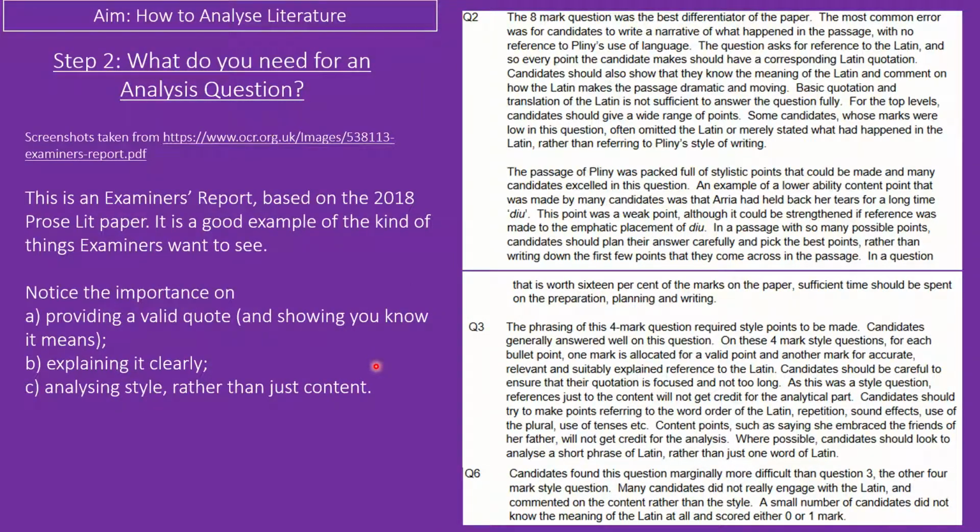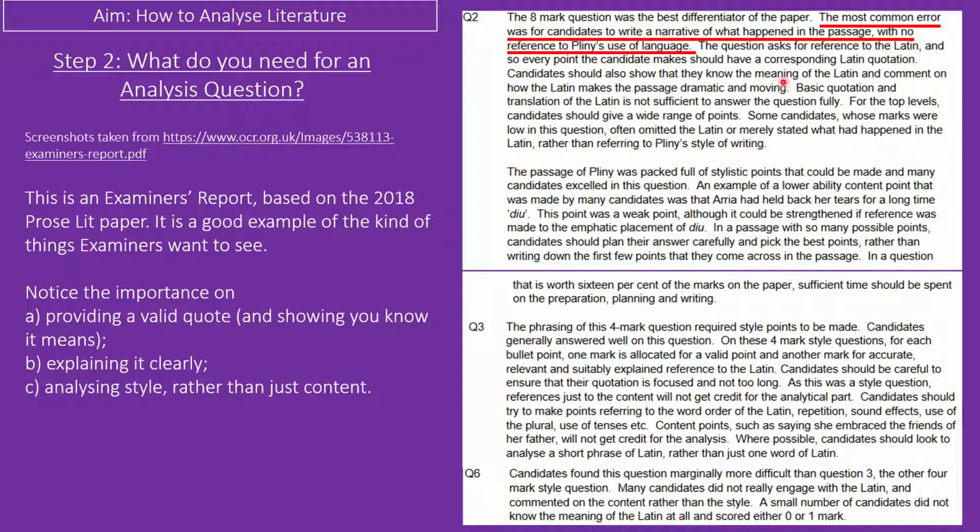This is an examiner's report based on the actual 2018 summer prose literature paper, so not a paper anyone's going to get examined on anytime soon, because the texts change every 2 years, but it shows what the thought process of the chief examiner is. Quite often you can see how irritated they are with candidates. Exhibit A. The most common error was for candidates to write a narrative of what happened. Don't just write a narrative.